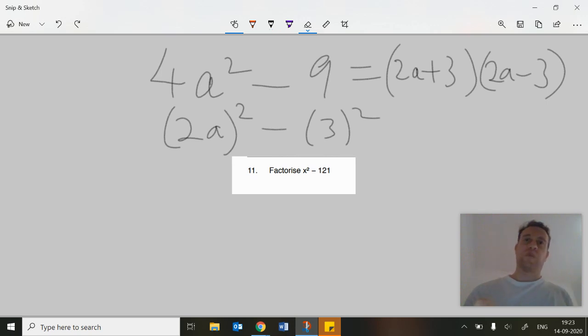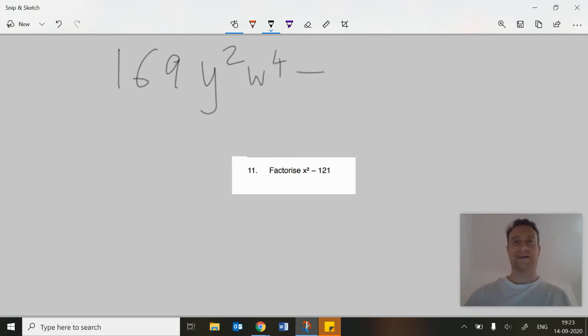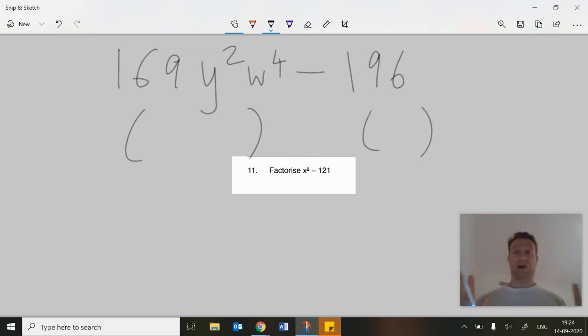Okay, let's do one more, a slightly more complicated one. Let's do a really complicated one: 169y squared w to the 4, take away 196. Okay, that's hard enough. We'd need to identify what's being squared in each case, so that's obviously going to be quite difficult. If you want to stop this video and try it yourself, then go ahead.